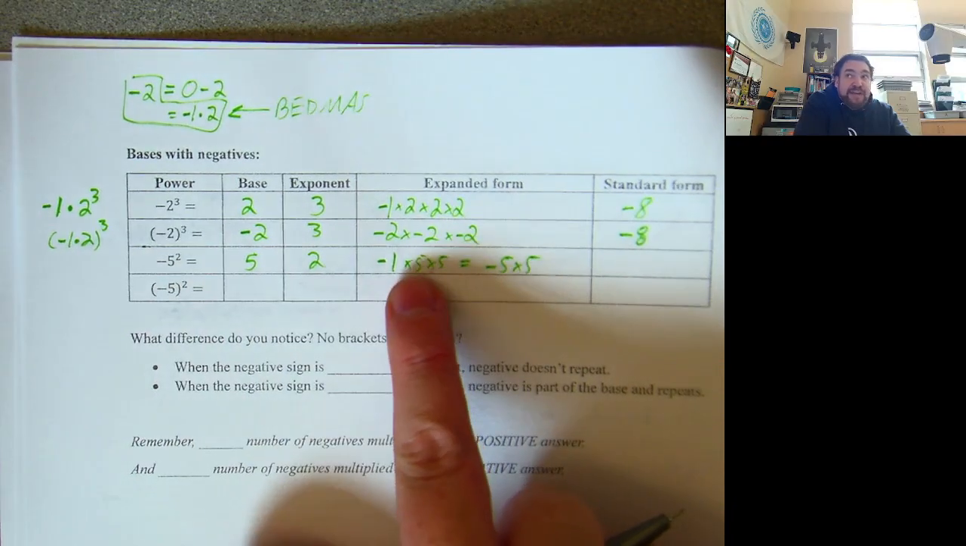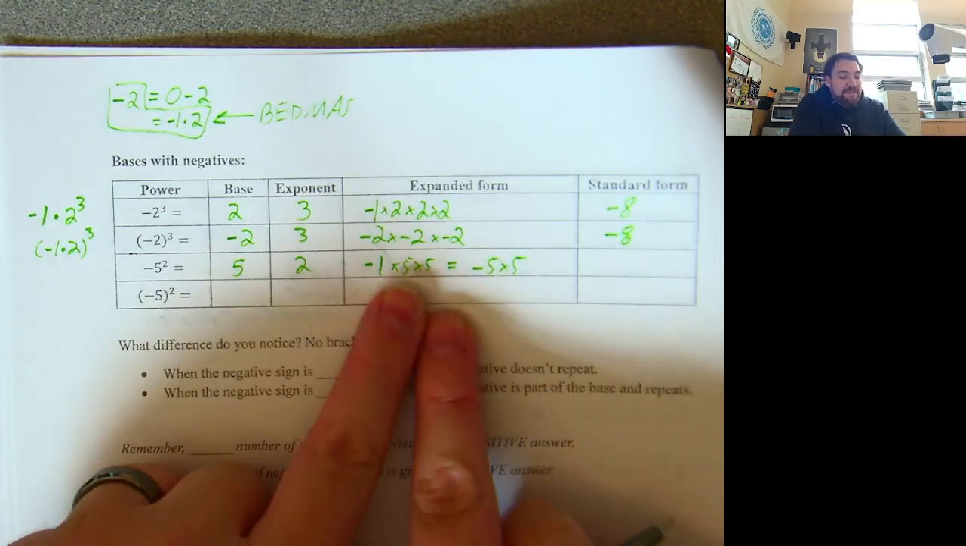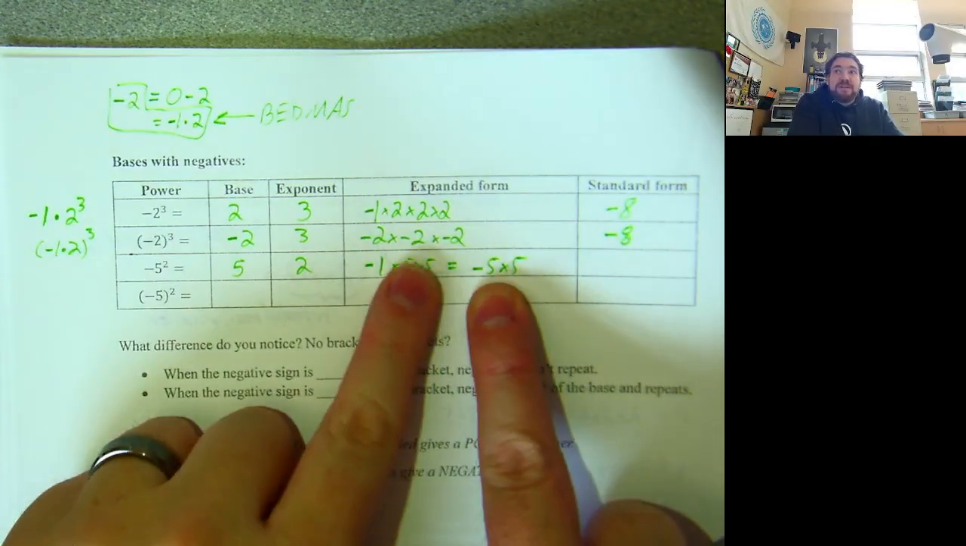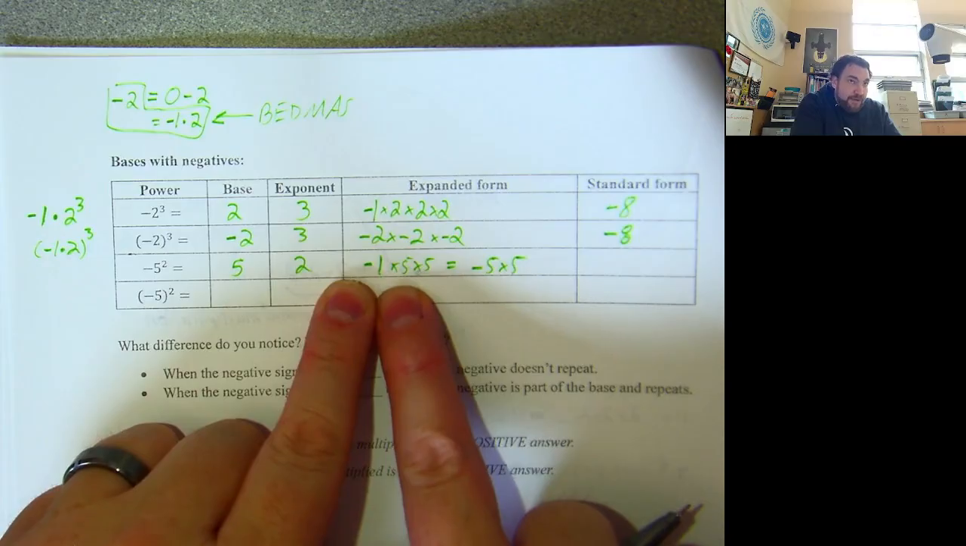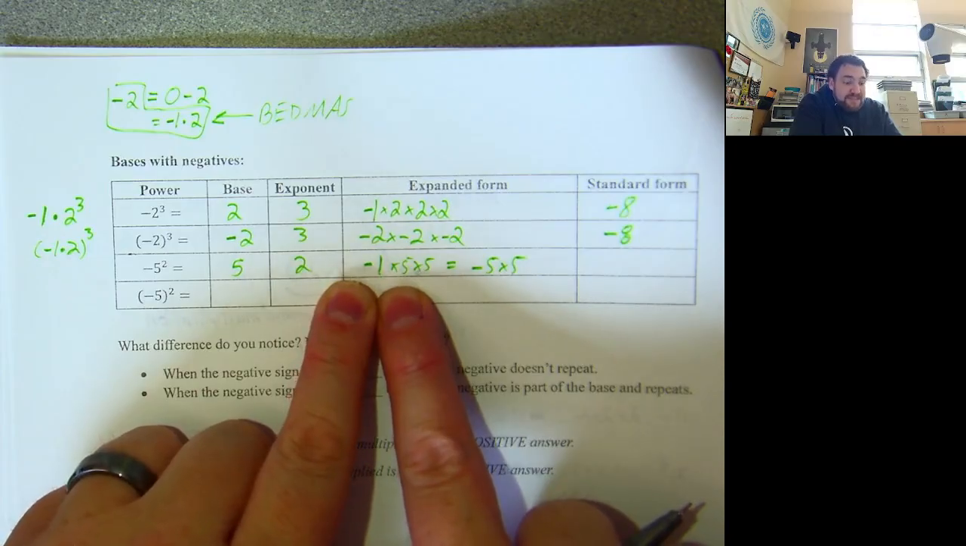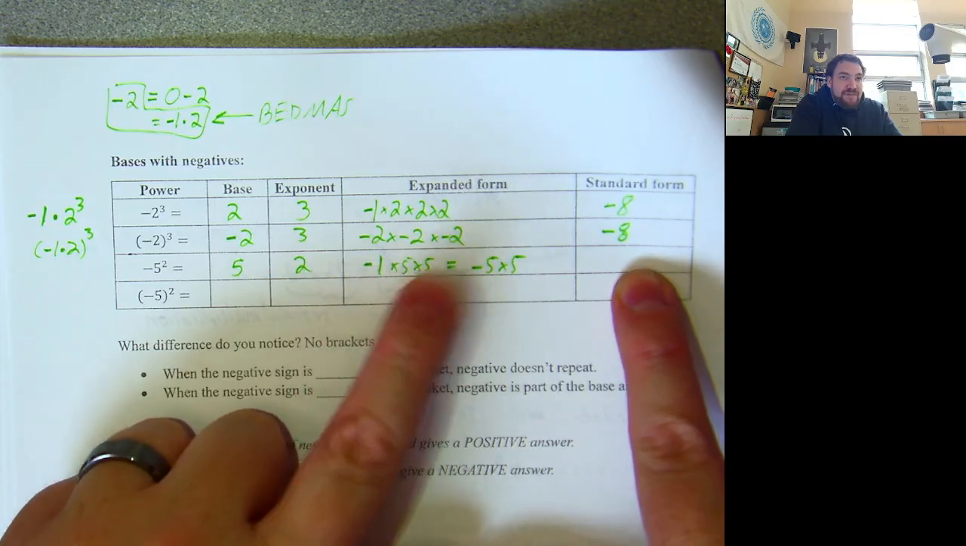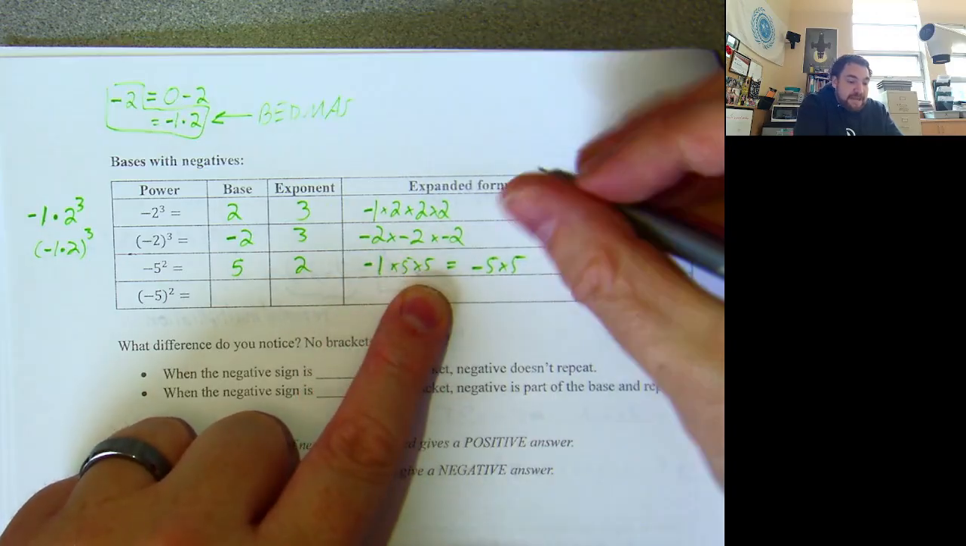I prefer to write it like this. Sometimes you'll put it this way. Sometimes, bless you, you'll see it like this. But this is how I want you to think about it. This would give you what result? -1 times 5 times 5 is -25.